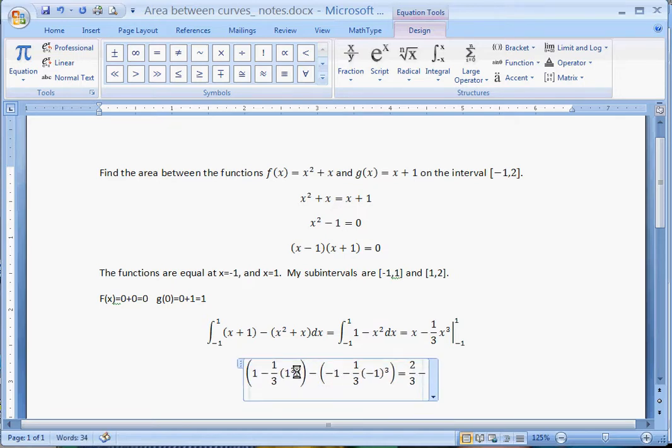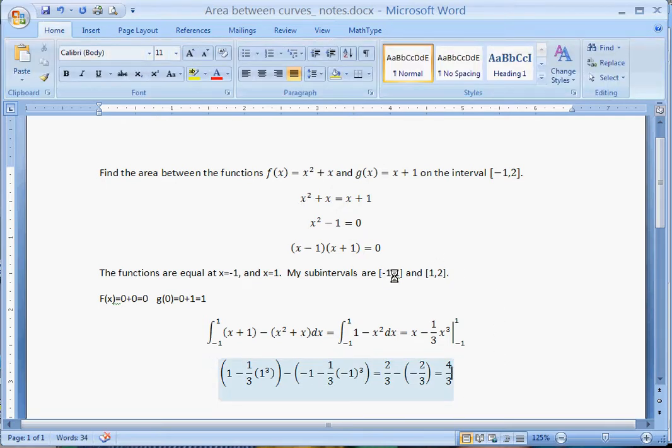In the second piece, what is that going to be? Negative 1 to the third, that's an odd number of negatives, so this will give me a negative sign, but the whole thing is subtracted, so now that's a positive 1/3. So I have negative 1 plus 1/3, that gives me negative 2/3. So now I have negative 2/3 that I'm subtracting, so that's going to be actually positive 2/3, and I end up with 4/3 total. Okay, so the area between the two curves on the interval negative 1 to 1 is 4/3.